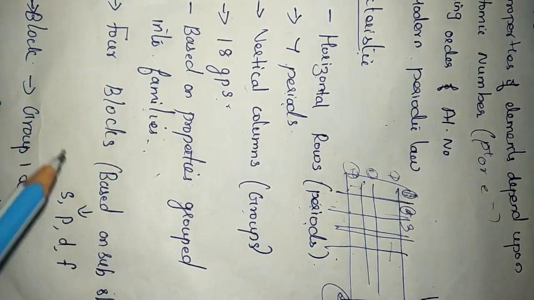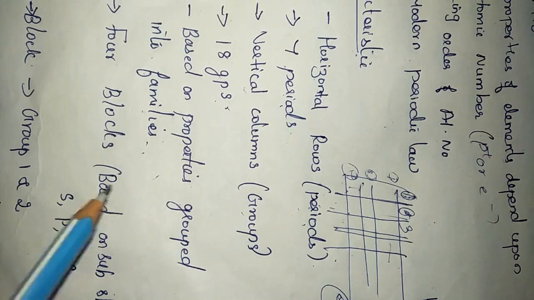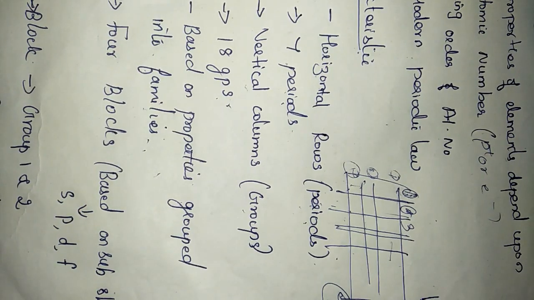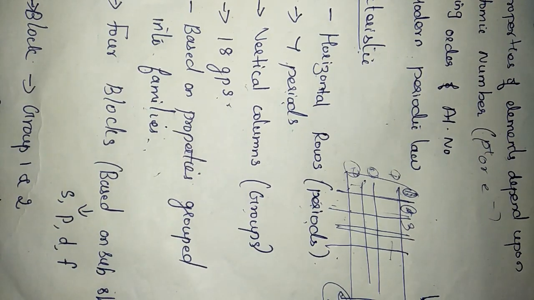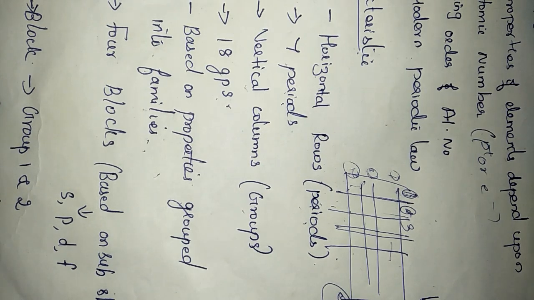Okay, so it has 4 blocks in the modern periodic table. Okay, students, now we can study the different names of the families. I said there are 18 groups or 18 families, and these 18 families carry what? Names. Each family is named.